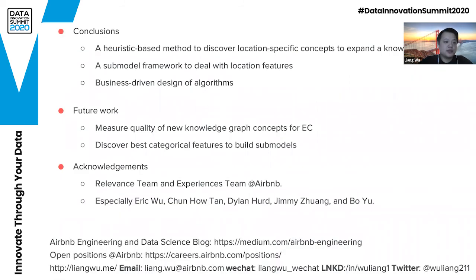And in conclusion, we propose a heuristic-based method to discover location-specific concepts to expand the knowledge graph. And also we propose a submodel framework to deal with the location features. These two models are quite simple. It's not a complicated model, but we try to design the algorithms to solve business problems. And in the future, I think there are many promising areas. For example, how do we measure the quality of a new knowledge graph concept for e-commerce? And also how do we discover the best categorical features to build submodels, and also how to build the submodels.